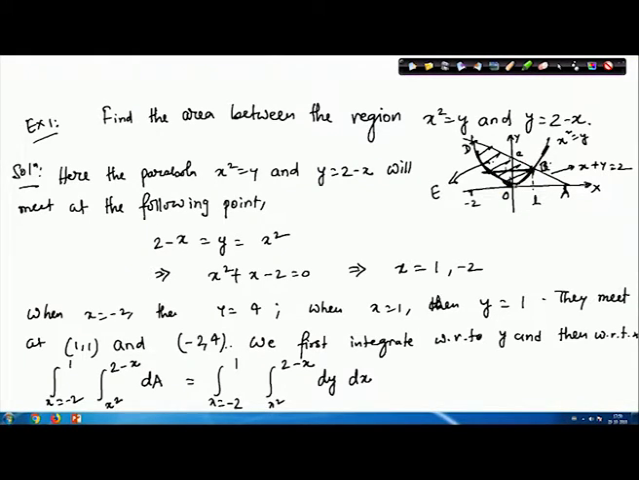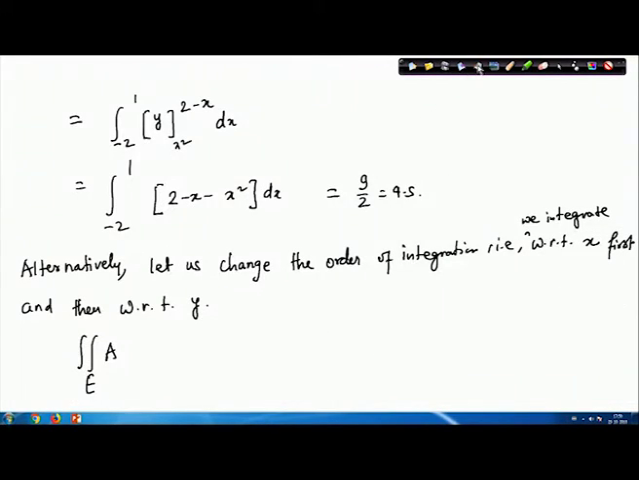So now here we can see that y is varying from 0 to 1, right. So y is varying from 0 to 1, and x will vary from this corner to this corner. So that means minus square root of y to plus square root of y. So y is from 0 to 1, x is from minus square root of y to plus square root of y. So let's write it.